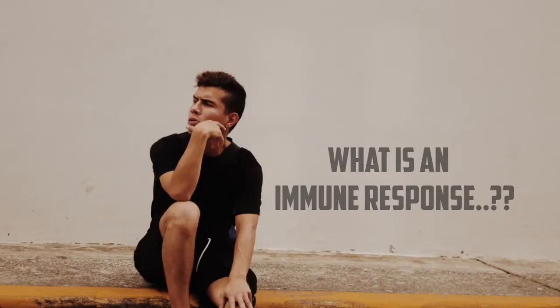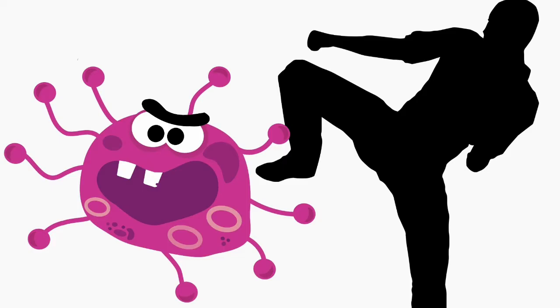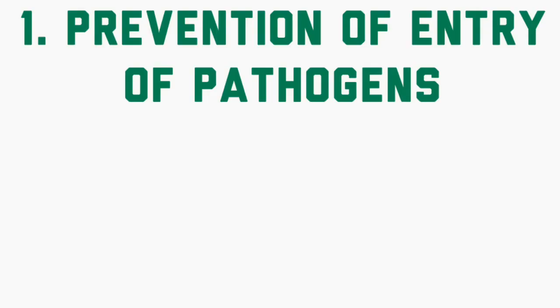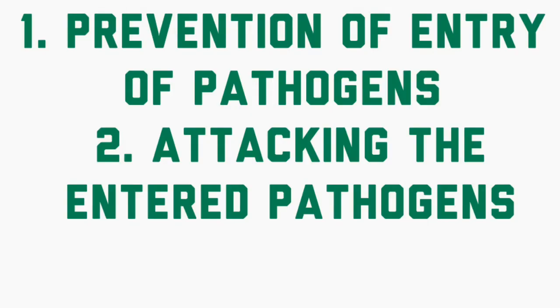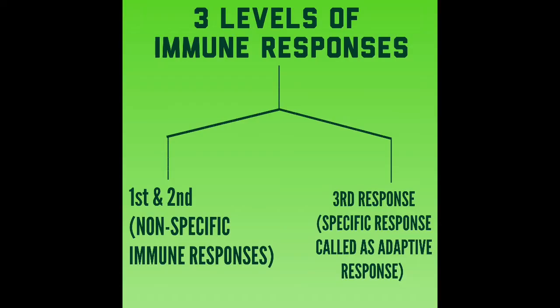First of all, what is an immune response? Immune response is the ability of our body to recognize and fight against viruses, bacteria, worms, toxins, and other foreign organisms. These immune responses are of several types like prevention, attacking, or developing the body's immunity, etc. Among the 3 levels of immune responses, the first and second are non-specific immune responses, and the third one is the specific response called adaptive immunity.